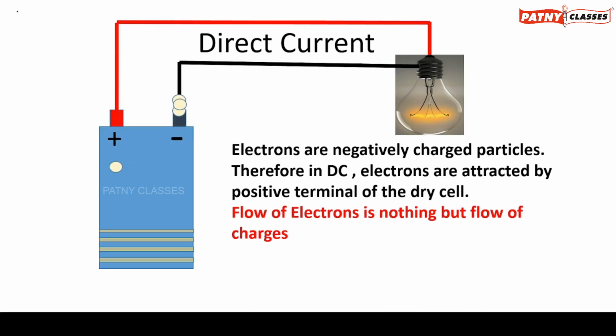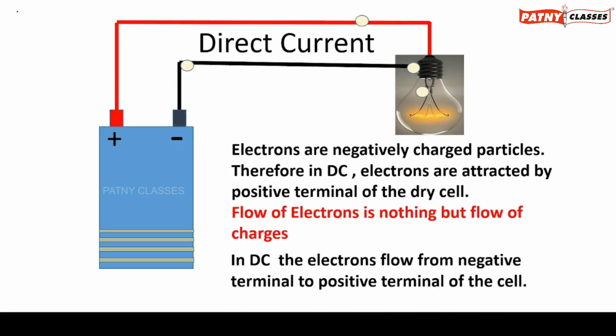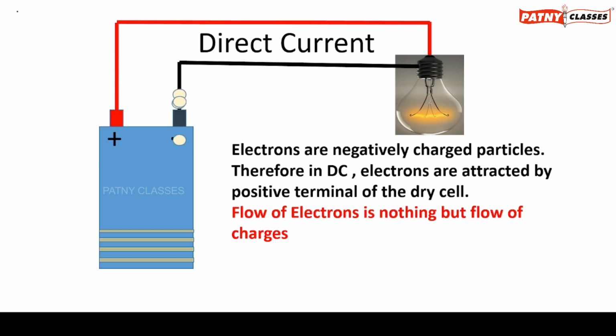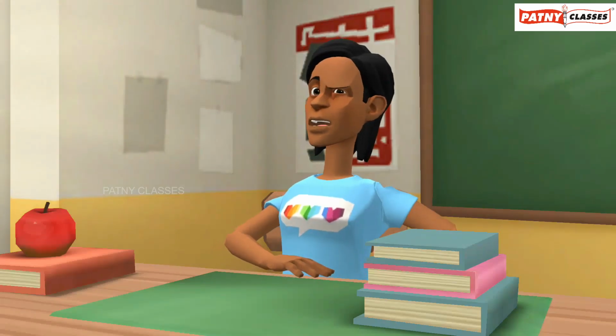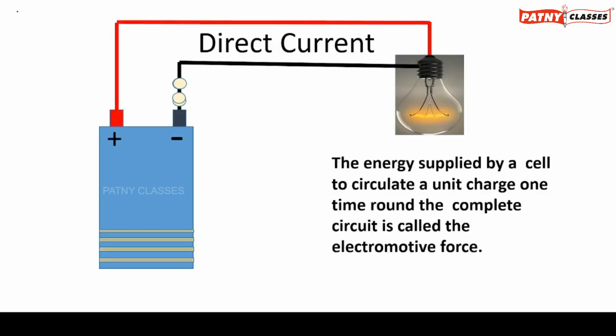The electrical cell pushes the electrons from one point to another point. This pressure, which pushes the electrons round the closed path, is called voltage. Another word for voltage is electromotive force. We can define electromotive force as follows. The energy supplied by a cell to circulate a unit charge one time round the complete circuit is called electromotive force. In short, we call it the EMF of the source.